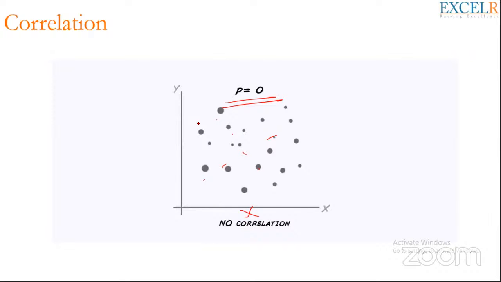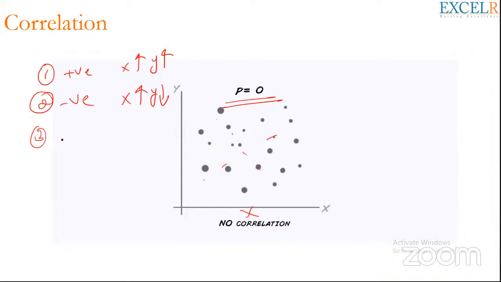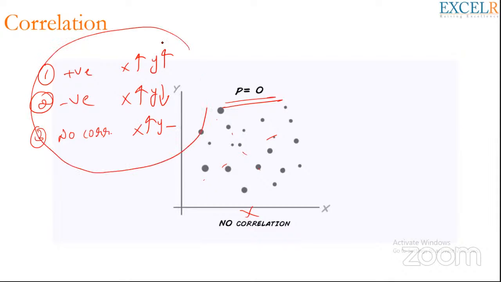Right? So let me quickly give you the recap. We have discussed positive correlation, where X increases, Y also increases. Second one, negative correlation, where X increases, Y decreases. Third one is no correlation. That means no association, where X increases, Y doesn't increase. Right? So there is no association between these two parameters. So these are important: positive, negative, and no correlation.